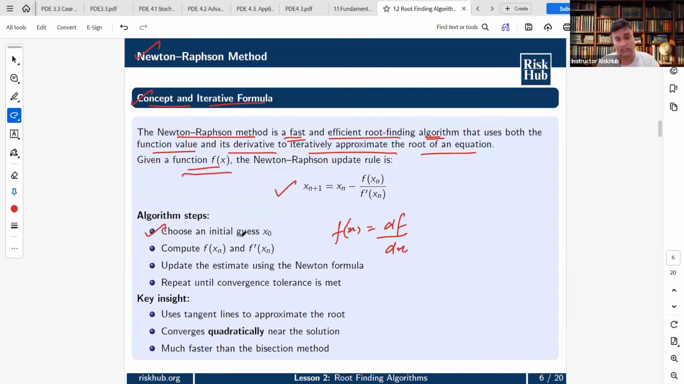Choose an initial guess x naught, compute f(x(n)) and f dash x(n), update the estimate using the Newton formula, and repeat until the convergence tolerance has been met. Use the tangent line to approximate the root. It converges quadratically near the solution, much faster than bisection.